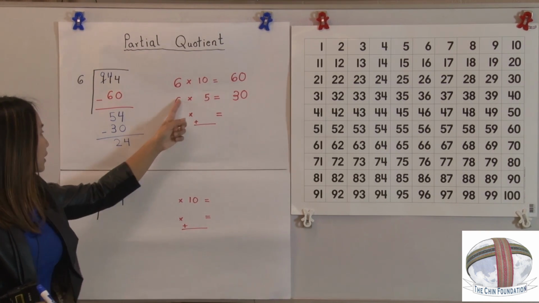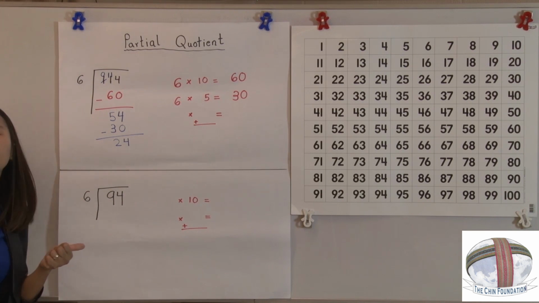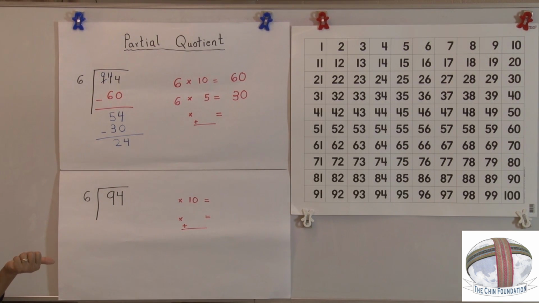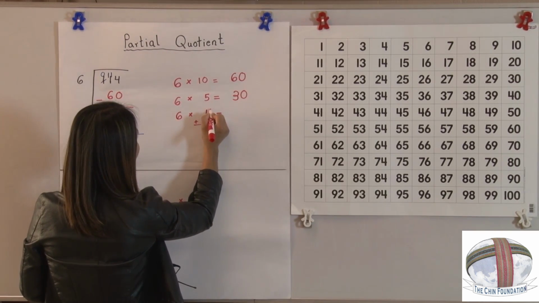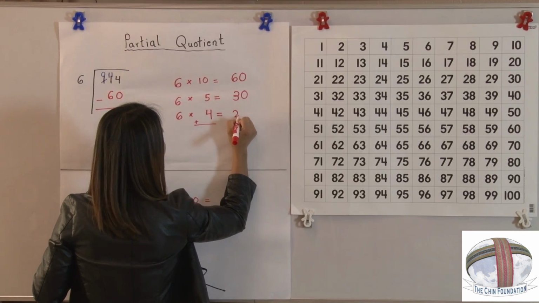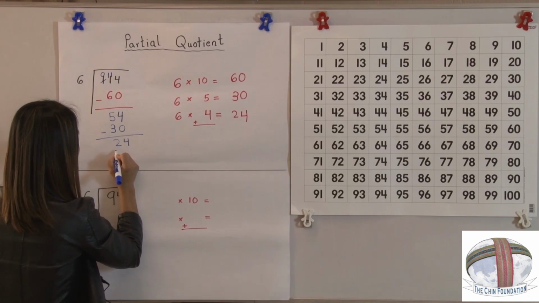Okay, 6 times 2, let's see, 6 times 2 is only 12. 6 times 3 is 18. 6 times 4 is 24, right? So we can do 6 times 4. 6 times 4 is 24, okay? So we'll put this 24 over here.